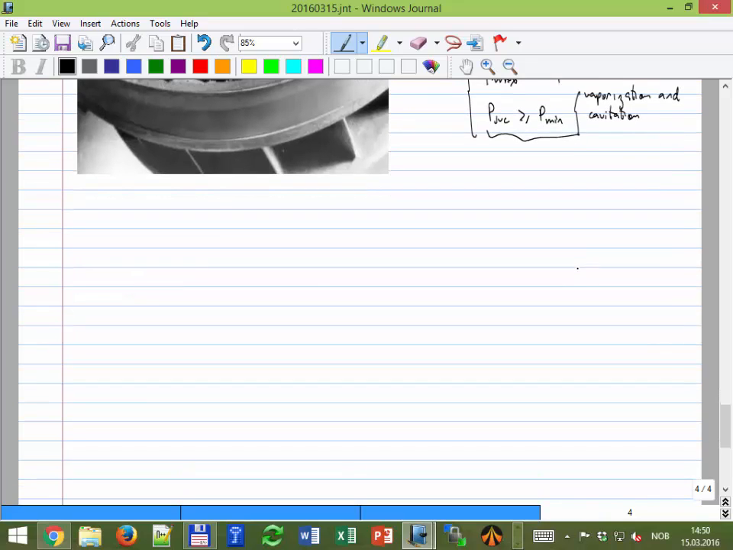Okay, one last thing, and then we retake the exercise. Also, the performance of the pump is affected by viscosity. You see, why do we use pumps? They are so limited and they have so many problems. Why do we use pumps?